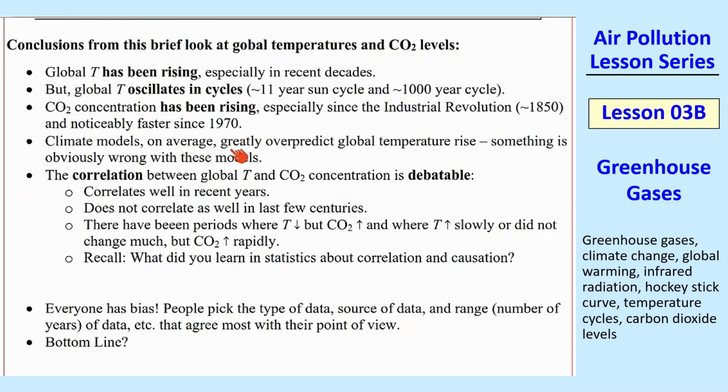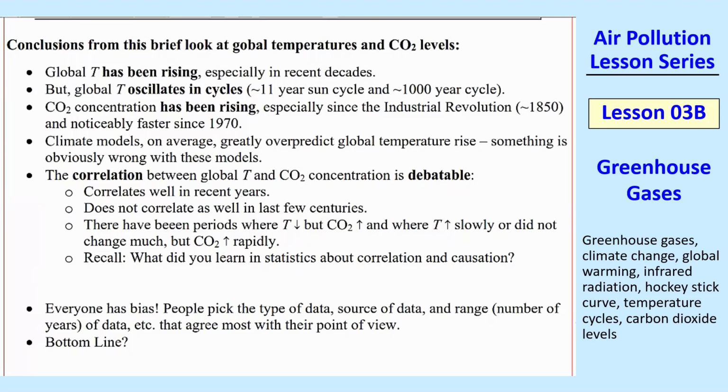Climate models on average greatly overpredict global temperature rise. So something's wrong with the models that they're using. They're not very good at predicting. And then the correlation between temperature and CO2 is what I really wanted to look at. That's kind of debatable. It correlates very well in recent years. It doesn't correlate as well if you go back centuries. And as I showed you, there have been periods where temperature goes down even though CO2 goes up, and temperature stayed flat or did not change much even when CO2 is going up rapidly.